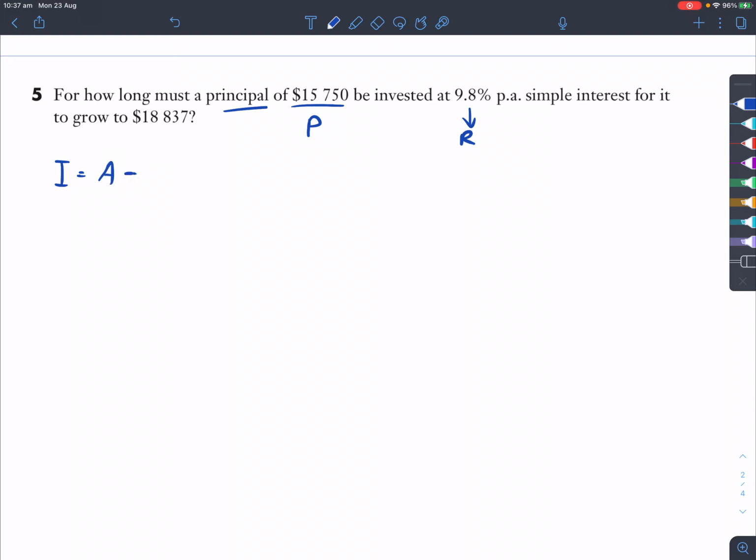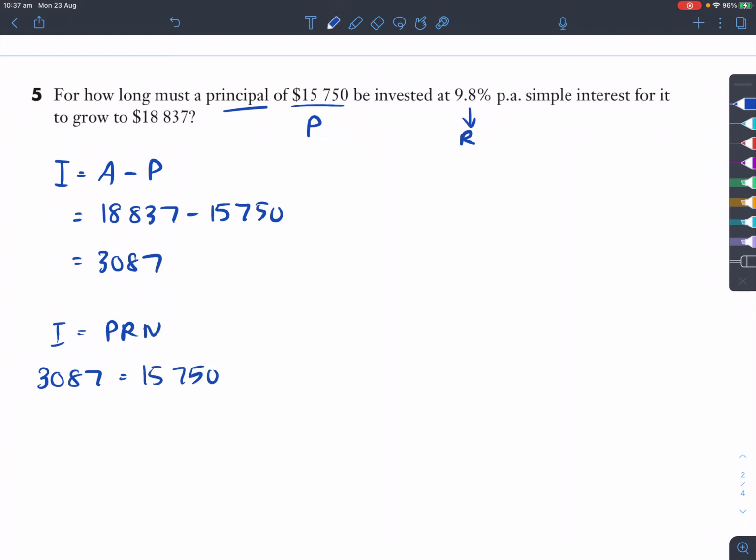That's our final amount, A, minus our principal. So that's 18,837 minus 15,750. So if I do that on a calculator, that will give us $3,087. This person invested this much, and then it grew by this amount to become this. Okay? And now we can put this in our formula, I equals PRN. So the interest is 3,087. That's equal to our principal, which is 15,750 that we put in.